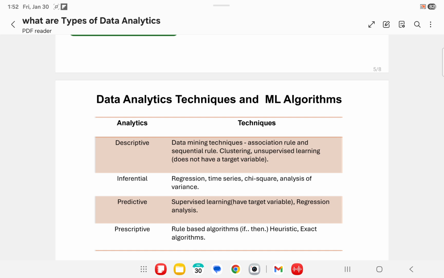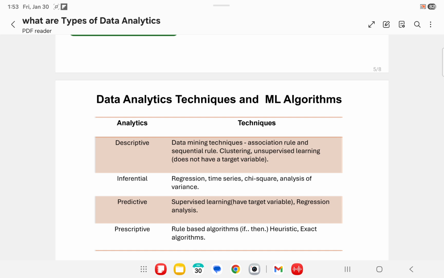Descriptive analytics does not have a target variable. This analytics uses unsupervised learning techniques. For instance, we have 1 million customer review comments, a big cluster of customers. The next step would be to divide the customers into small clusters based on customer review comments.